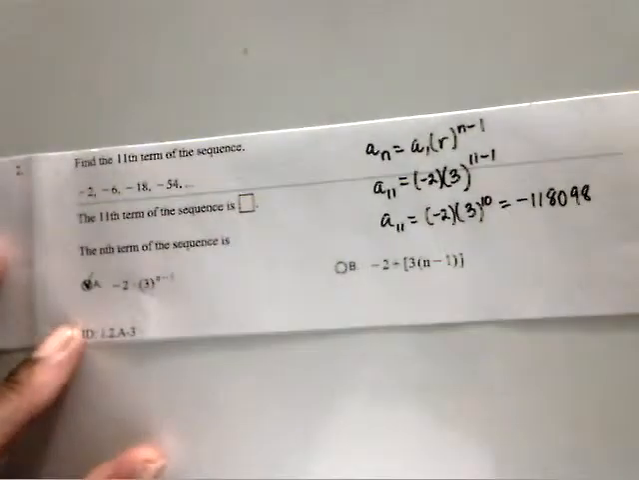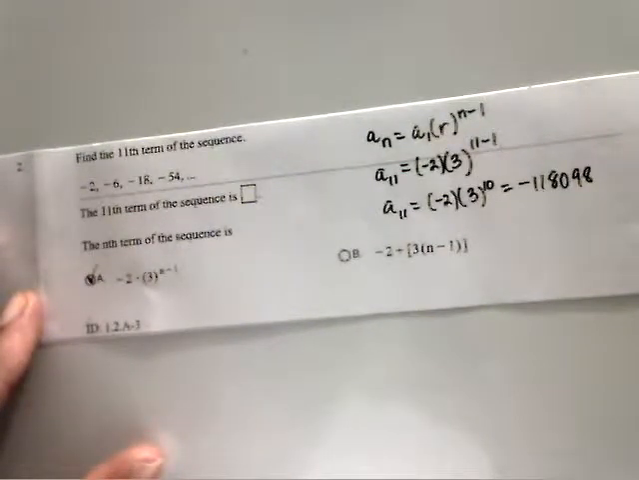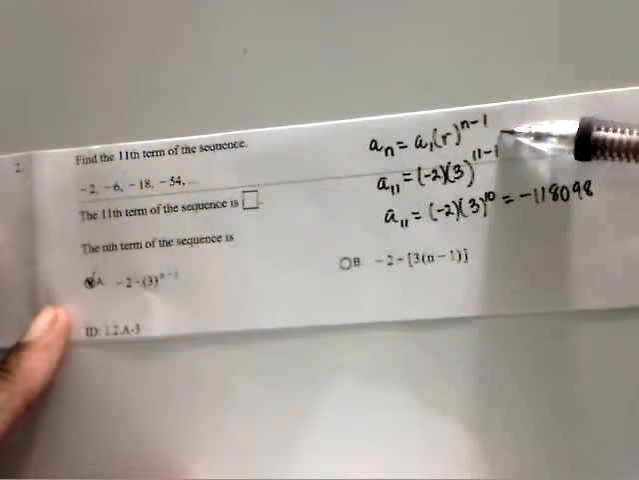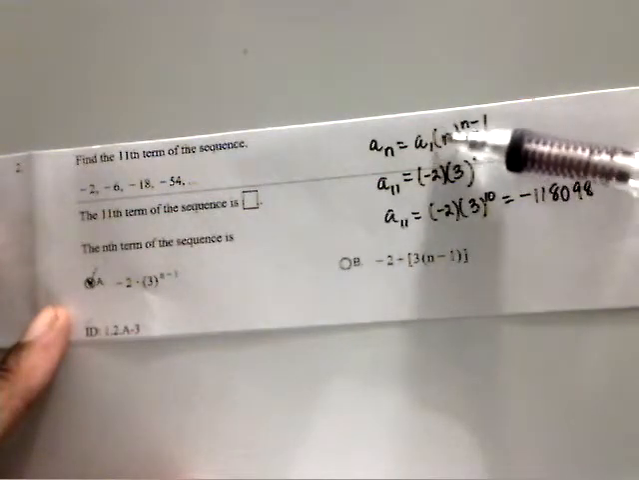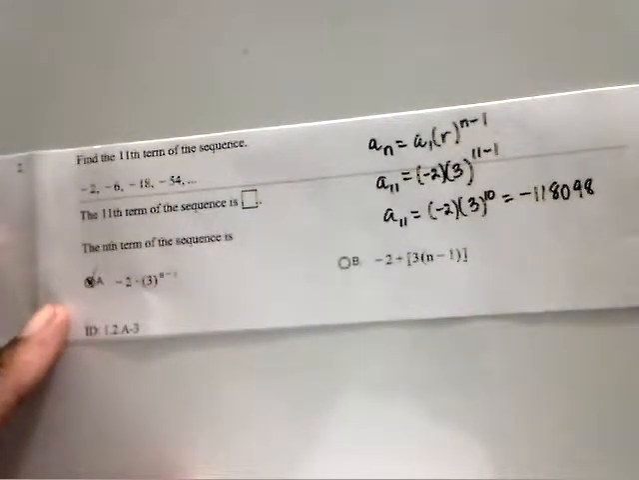All right, problem number 2. We're going to find, in this case, the 11th term of this particular sequence: -2, -6, -18, -54. We can use a formula for finding the nth term of any geometric sequence. And that's this formula right here. A sub n is equal to a sub 1 times r to the n minus 1. The a sub n is the nth term of any sequence. A sub 1 is the first term of the sequence. The r is called the common ratio, the number that you're multiplying or dividing by each and every time.